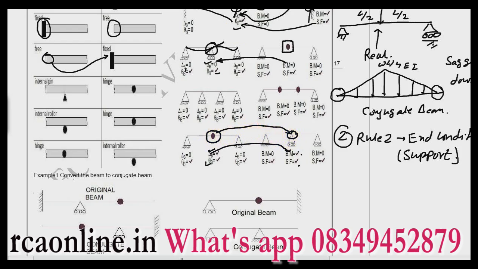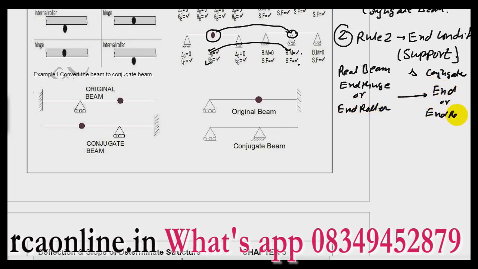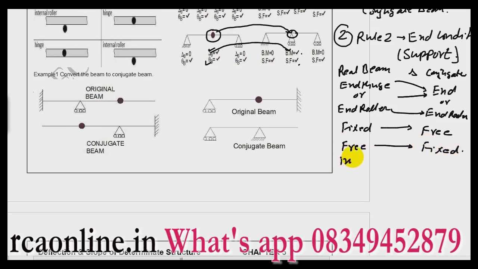Now let us see a few examples. I just repeat what I have done. This is my real beam and conjugate beam. An end hinge or an end roller will be an end hinge or an end roller in the conjugate beam also. Same. Fixed end will convert to free. Free will convert to fixed. Intermediate hinge will convert to internal hinge, and internal hinge will convert to intermediate hinge.